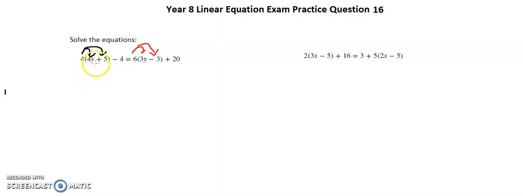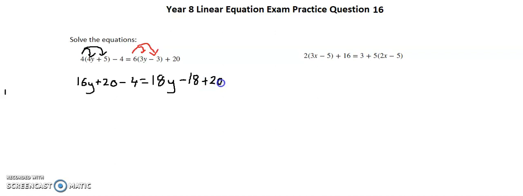So that means we've got 4 times 4y, which is 16y. And then I've got 4 times 5. 4 times 5 is 20. Okay, and we're taking away 4. And that is equal to 6 times 3y, 6, 12, 18, so 18y. And likewise, we've got 6 times negative 3, 6, 12, 18, so we've got negative 18. And we've got plus 20.